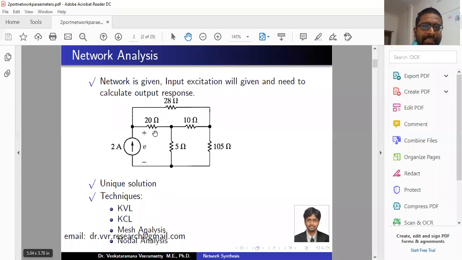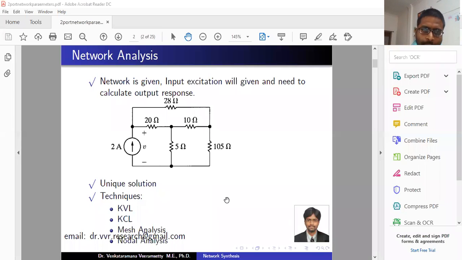Let us assume this is a circuit and I want to calculate the current flowing through the 105 ohms. Suppose I get the current flowing through the 105 ohms equal to 2 amperes by using mesh analysis. The same 2 amperes will flow when we use node analysis, and the same 2 amperes we get when we use series parallel reduction. That means the solution will be unique, whatever technique we use. That is about network analysis. Hope you understand.